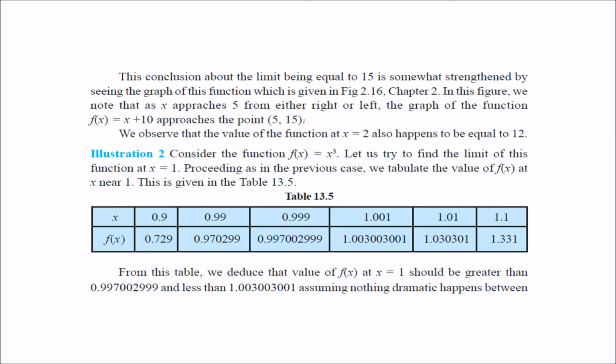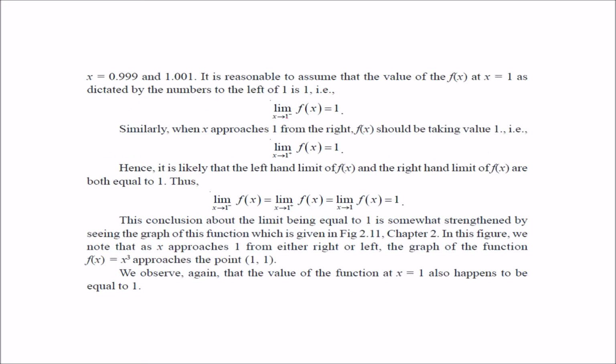Then let us take one more, x cube. We have to check at x equal to 1, so place values which are less than 1 and greater than 1. Now place the values and let us see what you get. For x tending to 1 minus, meaning less than 1, you get near to 1. And when you go above 1, you also get near to 1. So the left hand limit and right hand limit are equal to the actual limit. So this function is showing you that at x equal to 1, there is a limit.